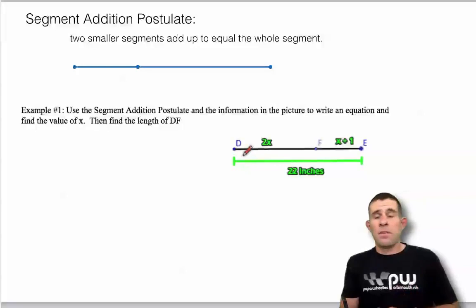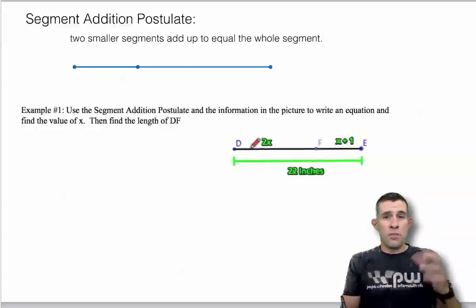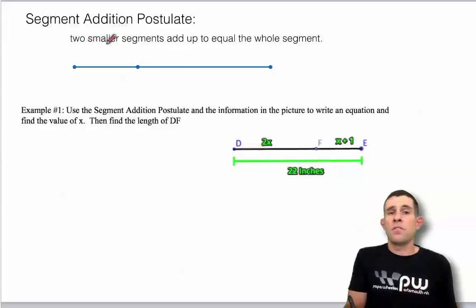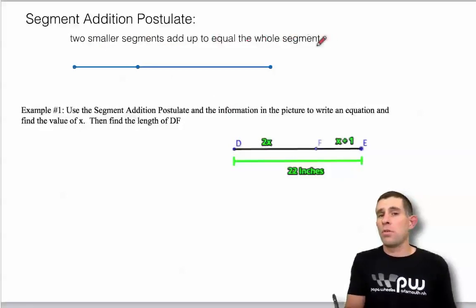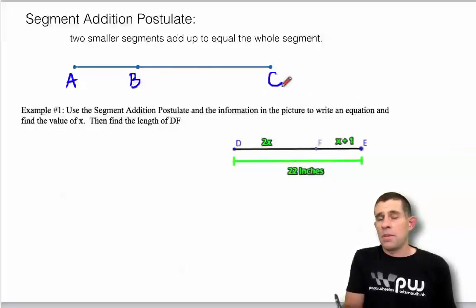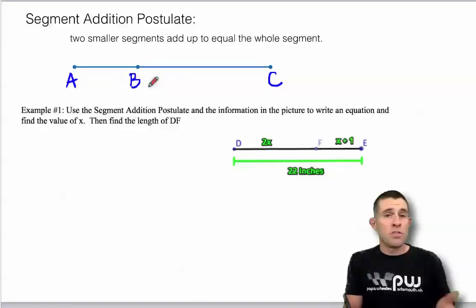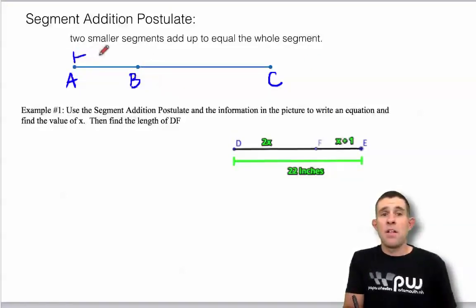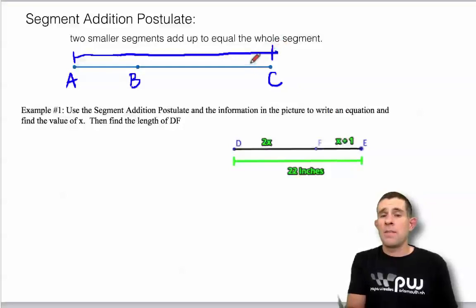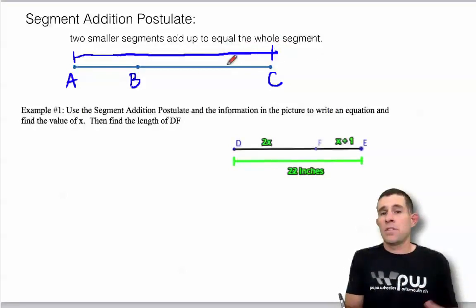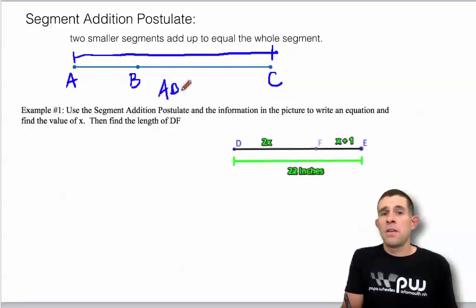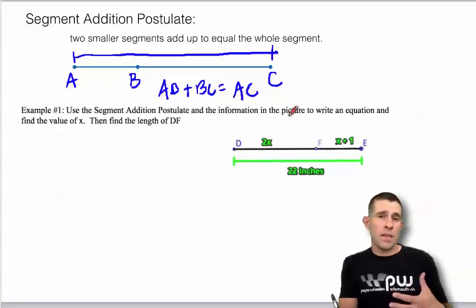All right, in the segment addition postulate, one of the many truths that we get throughout this book, it says that 2 smaller segments add up to equal the whole segment. So take, for example, segment AB and segment BC. If I know segment AB has a certain length and I add it to segment BC, the 2 segments should add together to give me the total segment AC. So that's all this postulate says. AB plus BC have to add up to equal the whole segment AC.